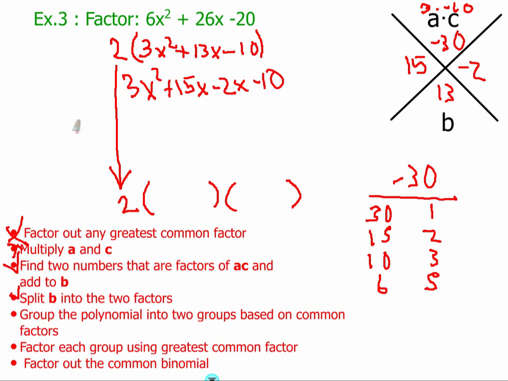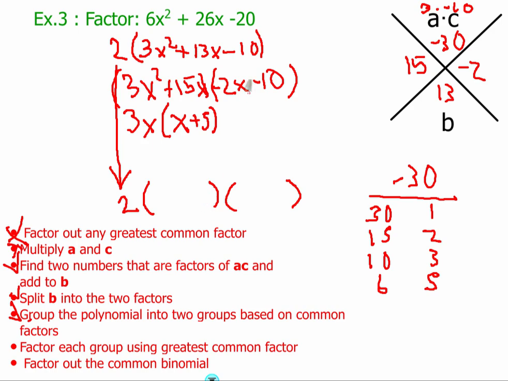All right, now I group the first two, last two, and factor out on each one of these. 3x squared and 15x. Well, 3 and 15 share a 3. x squared and x share an x. So my greatest common factor of those two is 3x. If I divide them out, 3x squared divided by 3x, 3 divided by 3 is 1, and x squared divided by x is just x. 15x divided by 3x, 15 divided by 3 is 5, and x divided by x is 1, so it's gone.